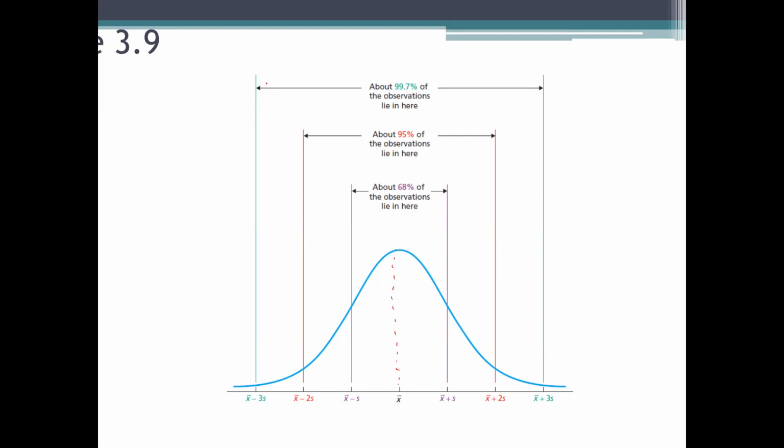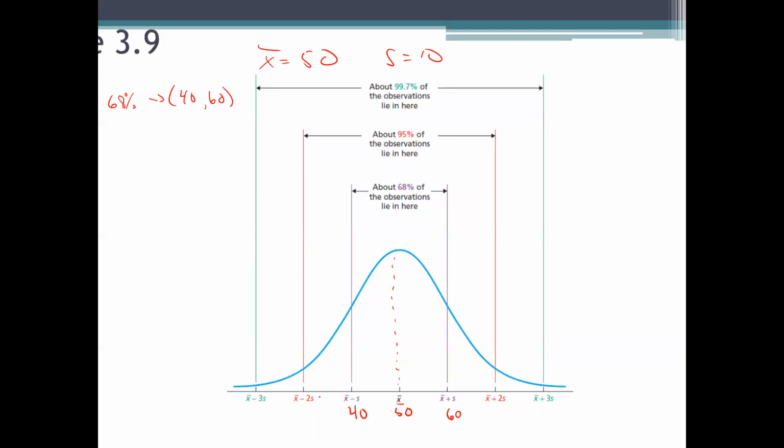Let's just put some numbers to it, okay? Let's just say X bar was 50 and S was 10. I'm just making this up. So here's 50. If you subtract a standard deviation, you get 40. If you add a standard deviation, you get 60. So what we're able to say then is 68% of observations fall between 40 and 60.